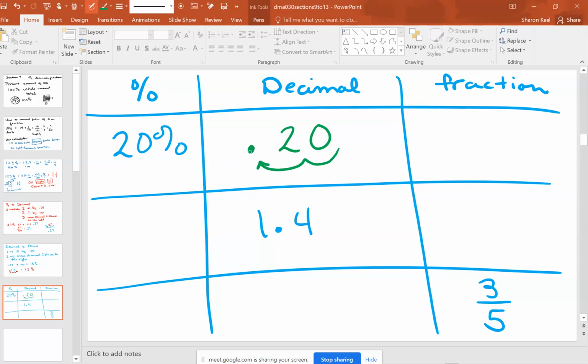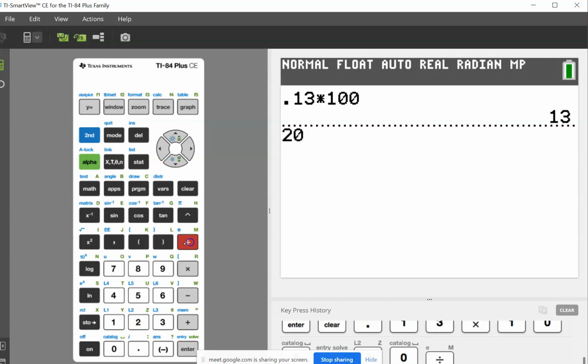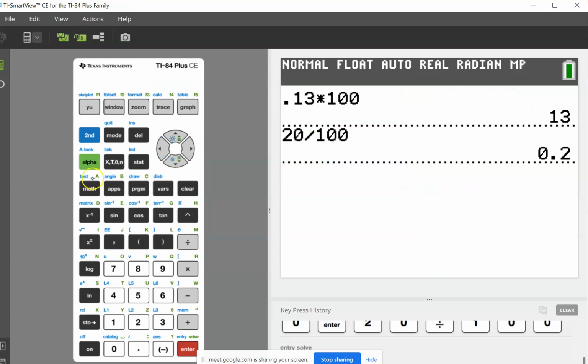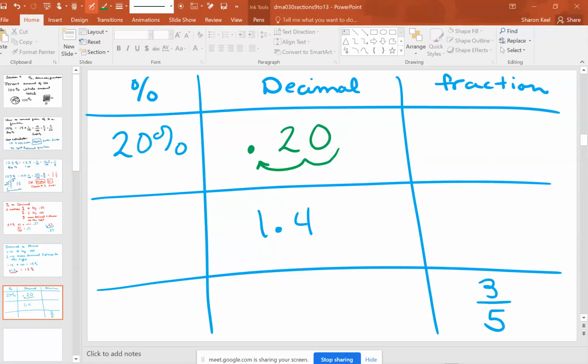If I want to go from my decimal to a fraction, you would take this 1.20. Actually, we're going to come back to the 20%. It's going to be 20 over 100. So if we do 20 over 100, that gives us the decimal 0.2. We still put the 0 if we like. To make that a fraction, we press math and enter twice, and that gives us 1/5 in lowest terms.